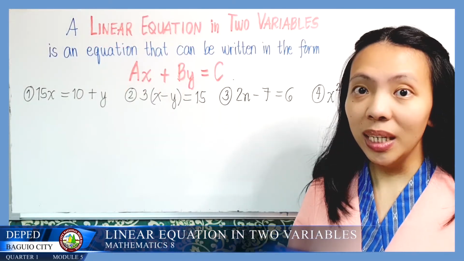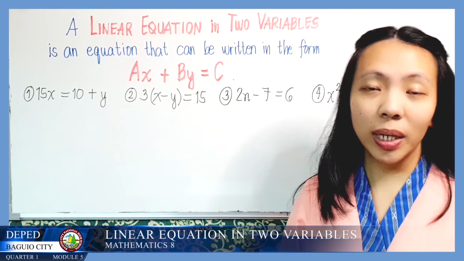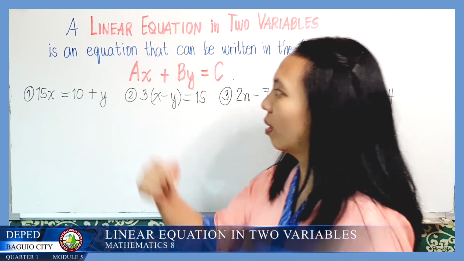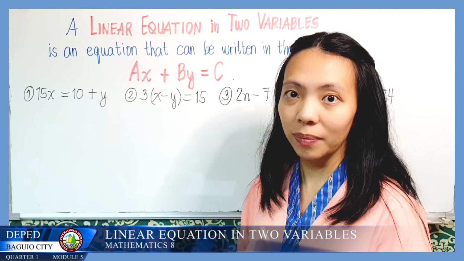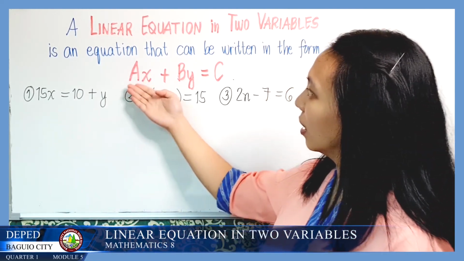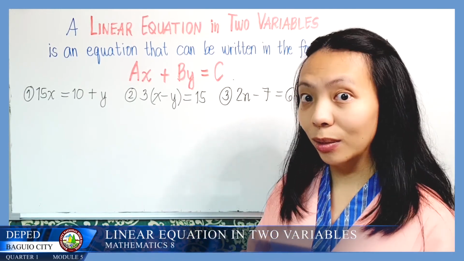Let us determine if the following examples are linear equations in two variables or not. Let's start with item number 1. 15x is equal to 10 plus y. Let us transform this equation in the form ax plus by is equal to c. How do we do that?